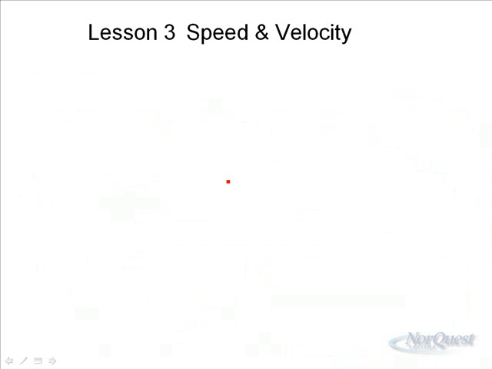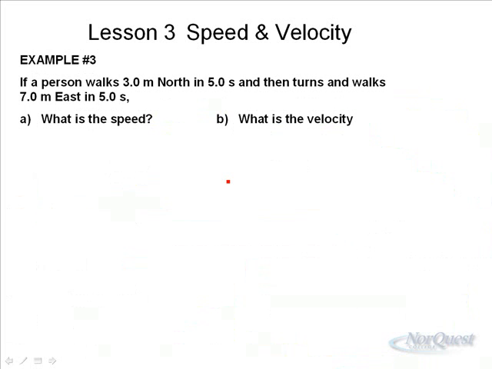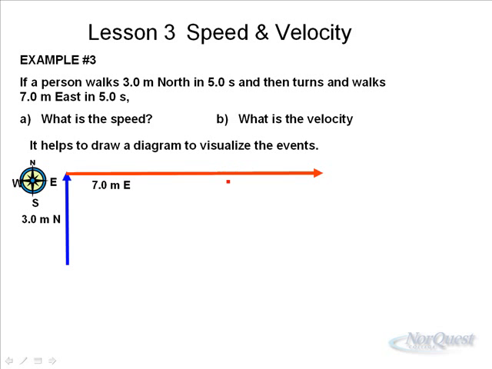Our third example is a little more complicated because it's not just east and west, but we have a two-dimensional type of motion here. A person walks, again, 3 meters north in 5 seconds, then turns and walks 7 meters east. So similar to the first two examples, but this time he first walks north, so let's draw a picture of that. 3 meters north, as you can see, north is to the top of the page, and then from the tip of the first vector, we add the foot of the second vector, and so we have 3 meters north, 7 meters east.